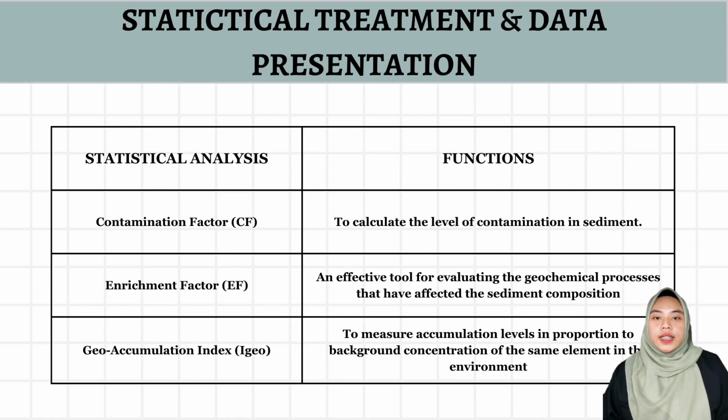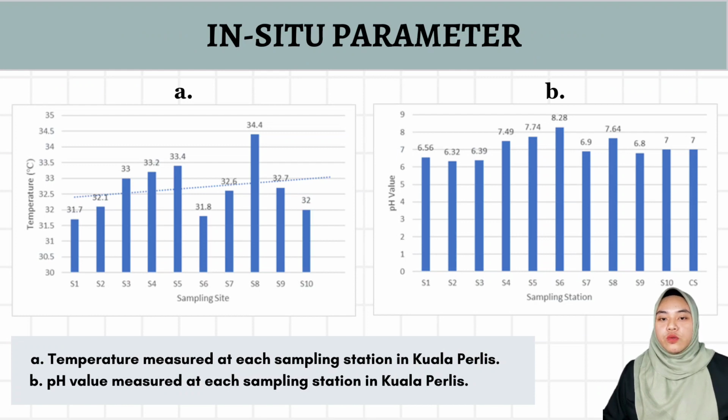In terms of statistical treatment and data presentation, the statistical analysis utilized in this study includes contamination factor, enrichment factor, and geoaccumulation index. For in situ parameters, there are 2 parameters, which are temperature and pH. In terms of temperature, the surface water temperature for the entire sampling site ranged from 31.7 degrees Celsius to 34.4 degrees Celsius with an average of 32.63 degrees Celsius.